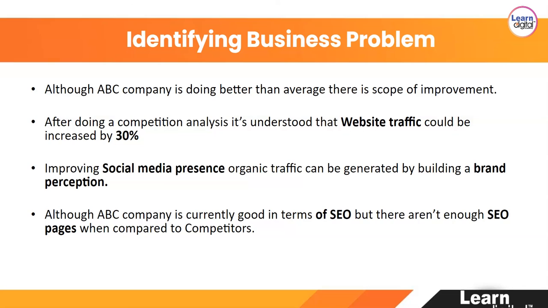Although ABC company is currently good in terms of SEO, there aren't enough SEO pages when compared to your competitors. I have a few pages which I've created and am focusing on for ranking a page, but it's not sufficient. How do I improvise on them? What is the extra content that I'm delivering to the search engines? Make sense? So this will help search engines to promote your content or show your content to the users.